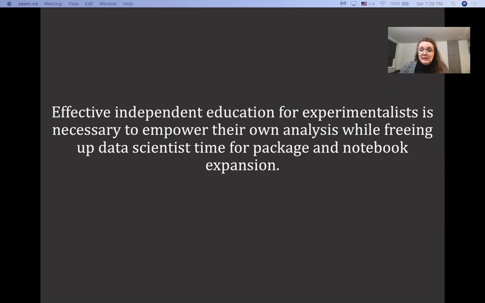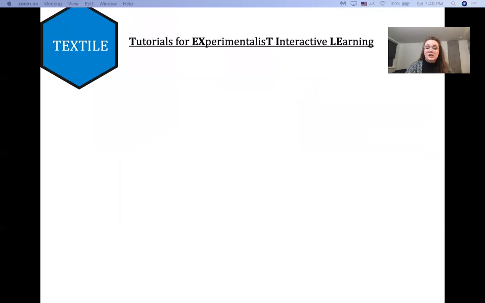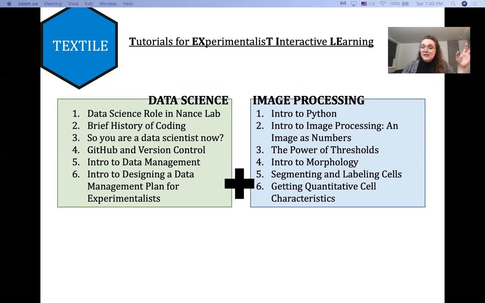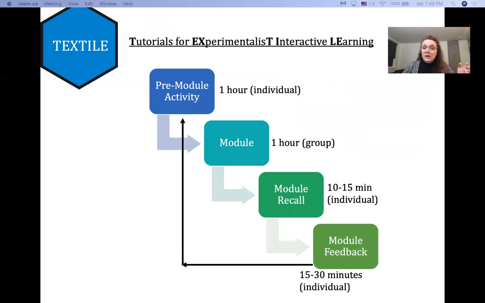So in order to do this, we need effective independent education for experimentalists to empower their analysis while freeing up data scientists' time for package and notebook expansion. And we do that via TEXTILE, tutorials for experimentalist interactive learning, which is completely built in Jupyter Notebook. We've already created 6 modules that combine a data science method or learning technique with something specific for our experimental image processing. And we develop these modules in Jupyter Notebook so that every trainee does a module activity in Jupyter Notebook, followed by a module taught by a data scientist. They do a recall activity and then they provide feedback about how effective that method was.